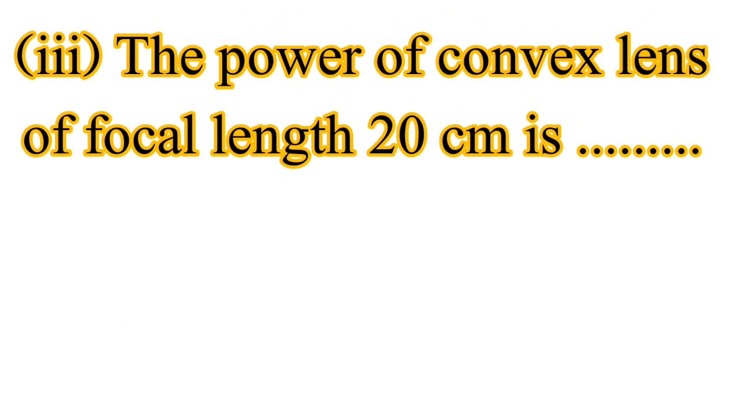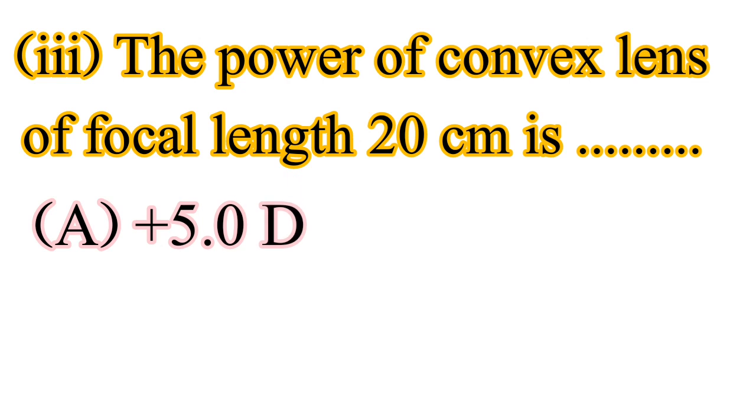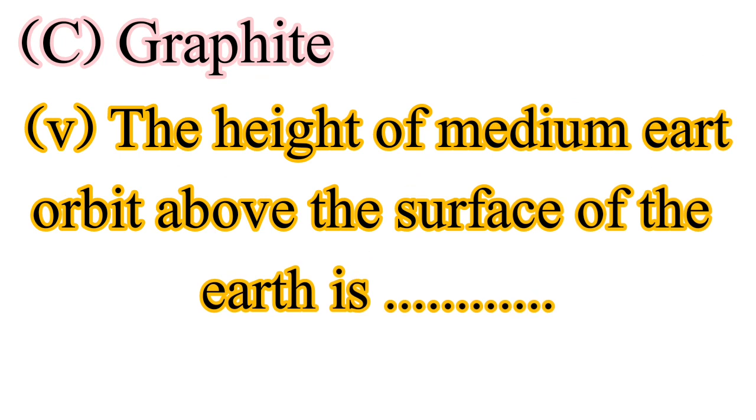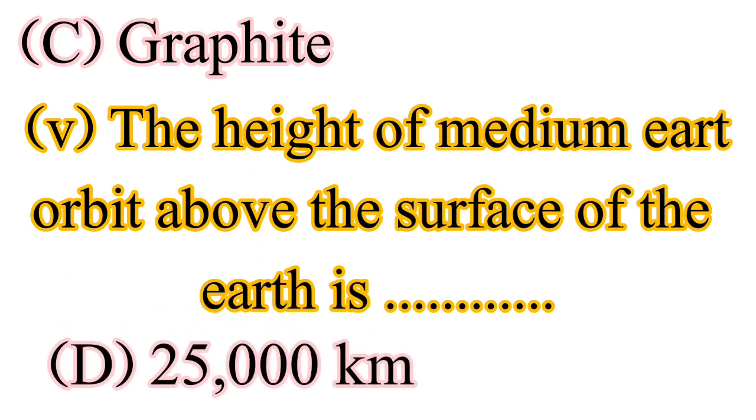The power of a convex lens of focal length 20 cm is dash dash dash. Right answer, option number A, plus 0.50 diopter. Next question: good conductor of electricity is dash dash dash. Right answer, option number C, graphite. The height of medium Earth orbit above the surface of the Earth is dash dash dash. The right answer is option number D, 2500 km.